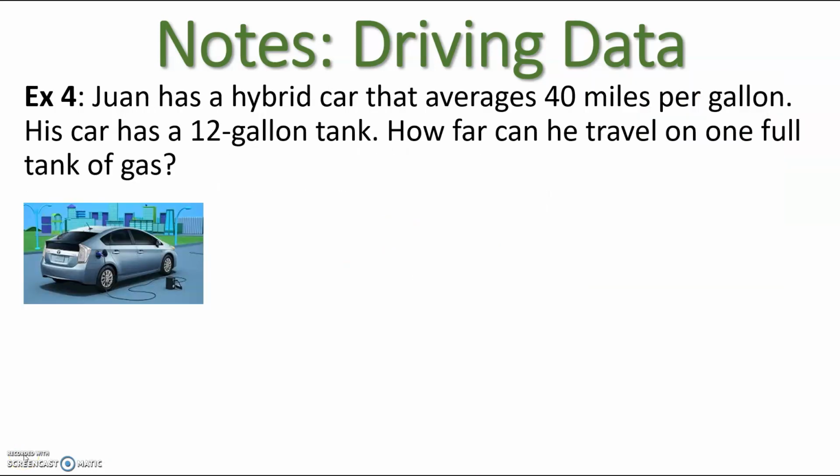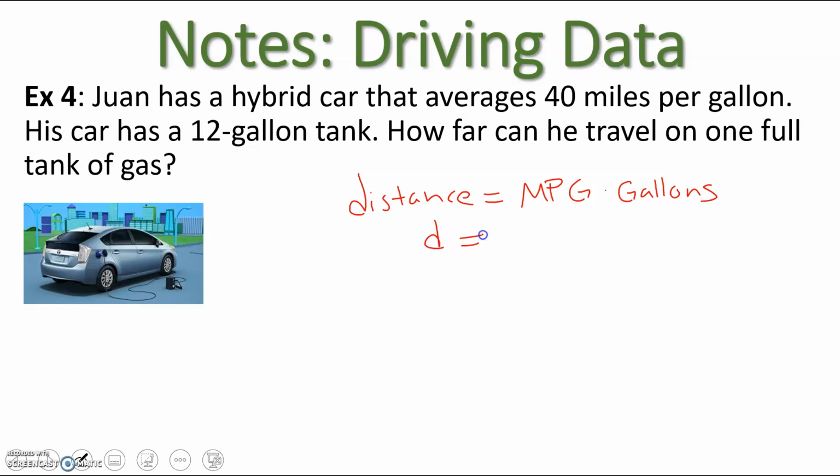Example 4. Juan has a hybrid car that averages 40 miles per gallon. His car has a 12-gallon tank. How far can he travel on one full tank of gas? All right, so in this scenario, the distance he can travel is going to be equal to his miles per gallon, or MPG, times the number of gallons. Okay, so D is equal to, let's call it, MPG.